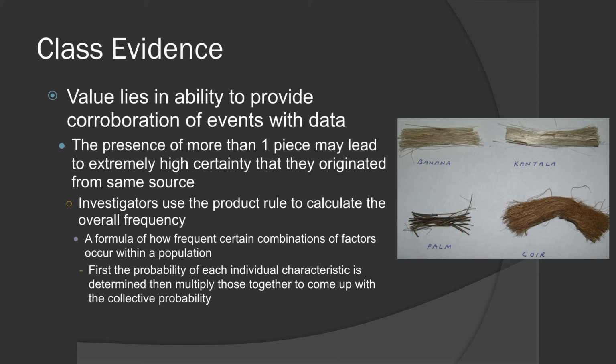So investigators use the product rule to calculate the overall frequency. And this is a formula of how frequently certain combination factors occur within a population. So first, the probability of each individual characteristic is determined, and then those are multiplied together to come up with the collective probability. So the chances are low of encountering two indistinguishable items of physical evidence at a crime scene that actually originated from different sources. So individually, they may not be that common, but together their presence is uncommon. And so that is what constitutes class evidence.